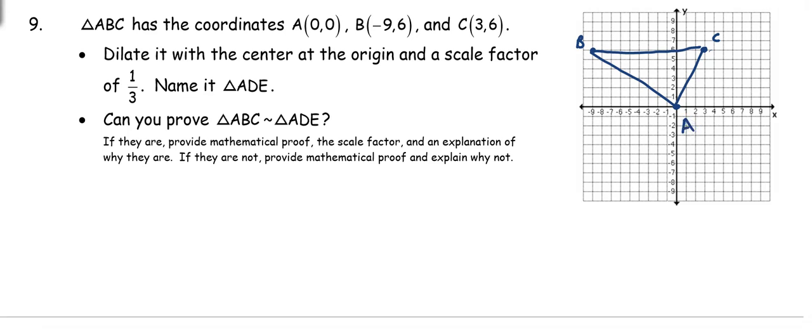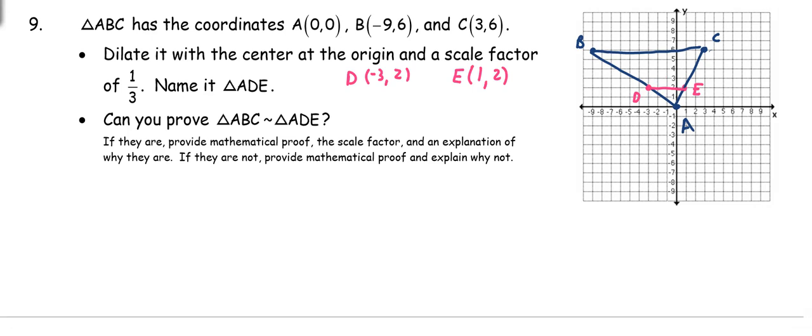Then I'm going to dilate by multiplying by a scale factor of 1/3. So when I multiply by a scale factor of 1/3, 1/3 of negative 9 is negative 3. 1/3 of 6 is 2. So that's going to be point D. When I multiply by 1/3 here, 1/3 of 3 is 1, and 1/3 of 6 is 2. So that's going to be point E. So D is at negative 3, 2. E is at 1, 2.